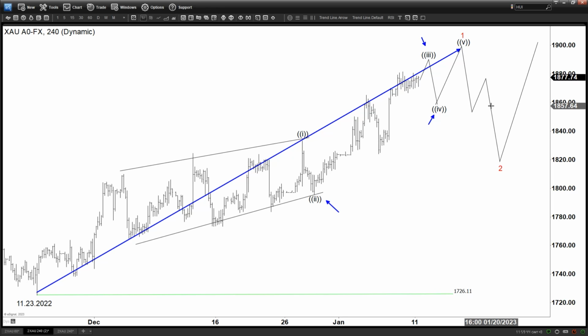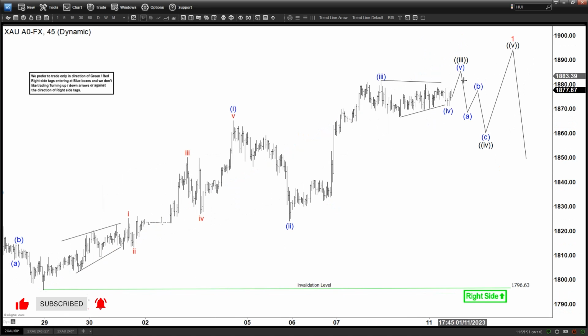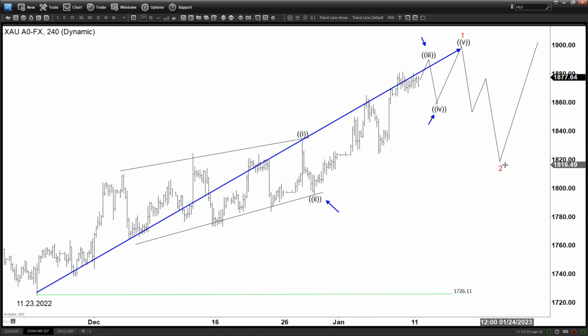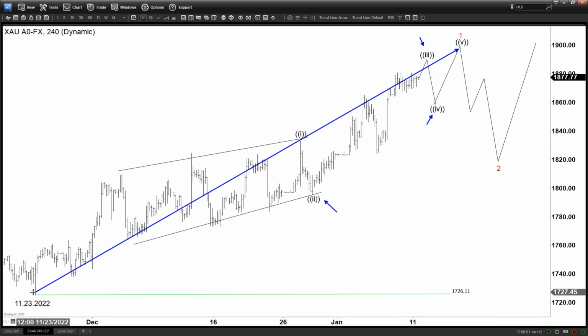In the shorter cycle though, we should be looking for the upside. It's pretty simple in the shorter cycle, and then once we finish again, we should be getting a bit bigger pullback, but then that pullback also will continue to find support and go higher again against November 23rd 2022.